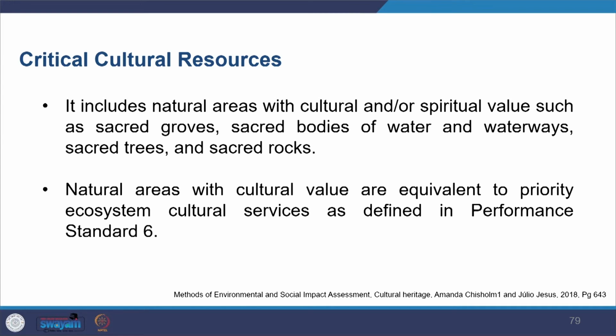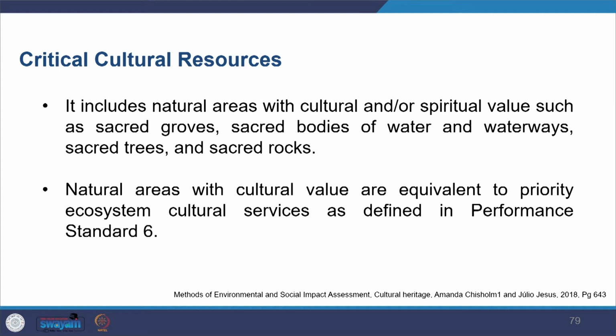There's another term which we see, which is the critical cultural resources. So this includes natural areas with cultural or spiritual value, and these could be sacred groves, sacred bodies of water, waterways, sacred trees, and sacred rocks. And then it can be natural areas with cultural values and all these equivalent priority ecosystem services as well. So you can refer to Performance Standard 6 for this purpose.